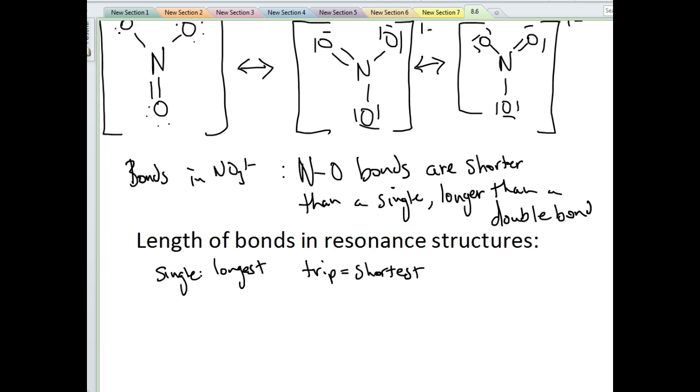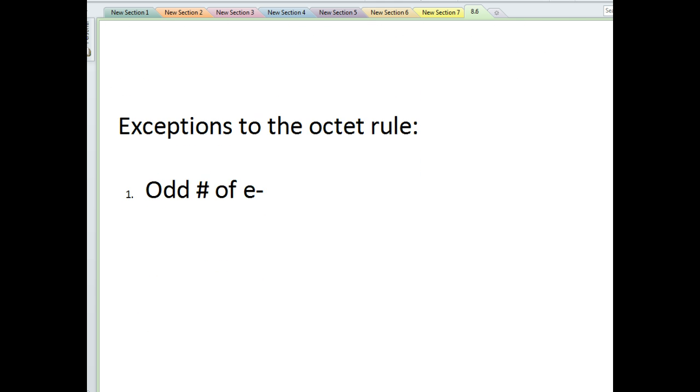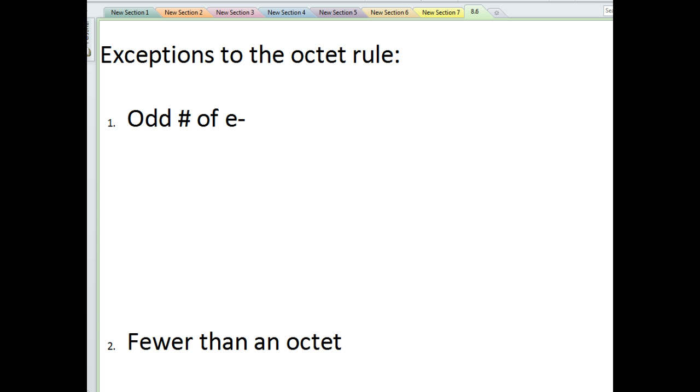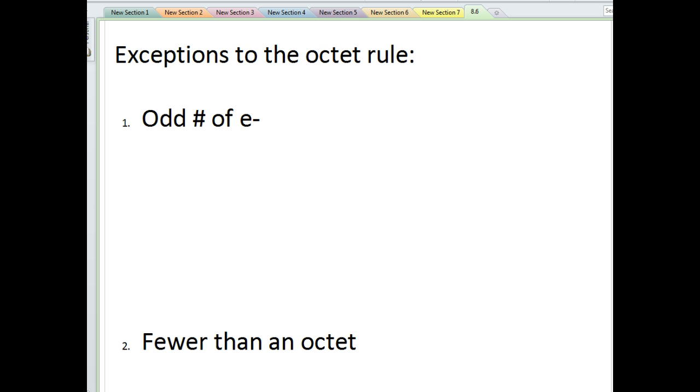Let me scroll down here. We're going to talk about 3 exceptions to the octet rule. In regular chemistry, if you remember, we said you always have to make an octet, meaning 8 valence electrons around an atom in bonding, or 2 for hydrogen. But here are the exceptions. In AP Chemistry, we're all about the exceptions. So let's talk about these ones.